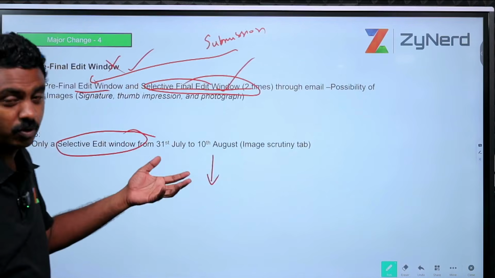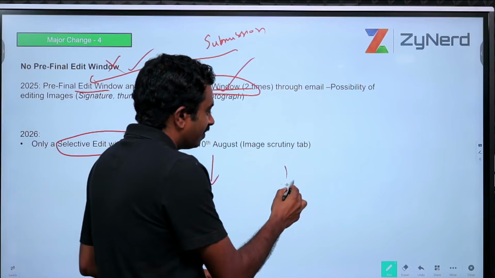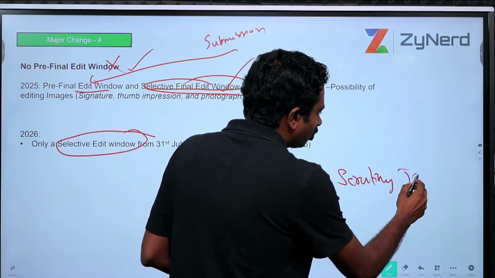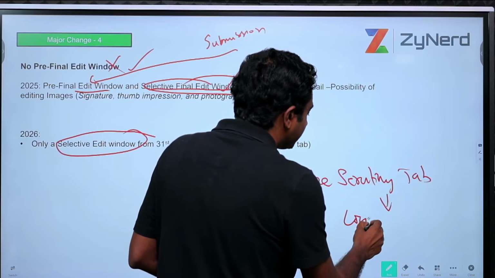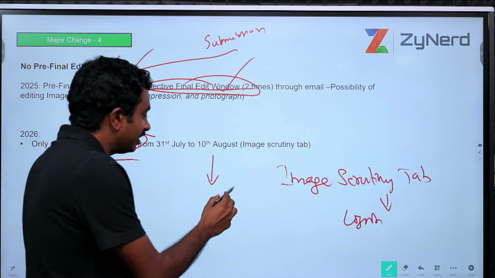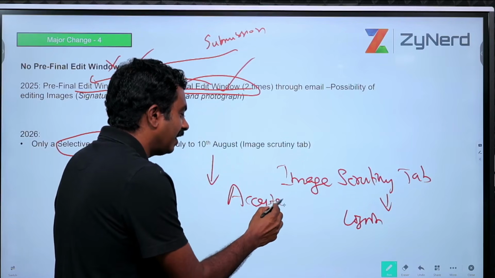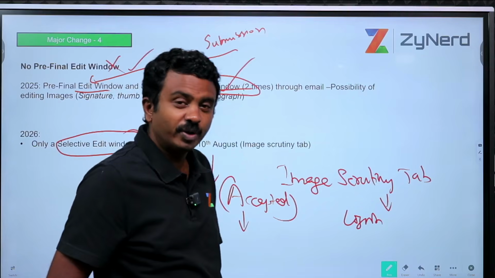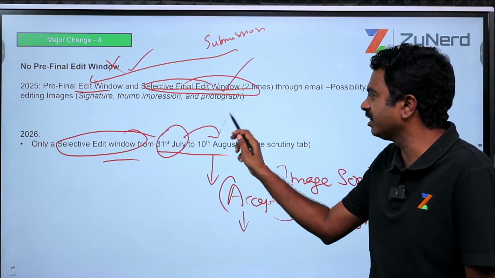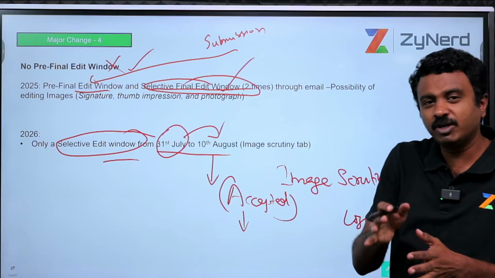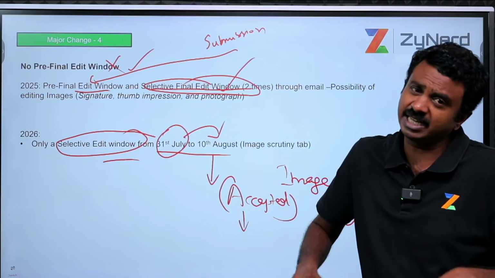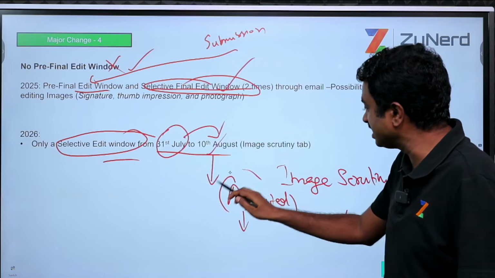And there is a slight change in the process here. Till last year everybody was receiving an email, but this year onwards they have got an image scrutiny tab. So we are yet to see how this works. The image scrutiny tab, once you log in, will say if your signature, thumb impression, photo uploaded, all these are accepted or not. So during the edit window, which will possibly happen from 31st or 30th, I am not sure, to 10th August, you will be able to log in and find whether your image has been accepted or not. No email needed. Email will also come, but you can go in and see that it is accepted.